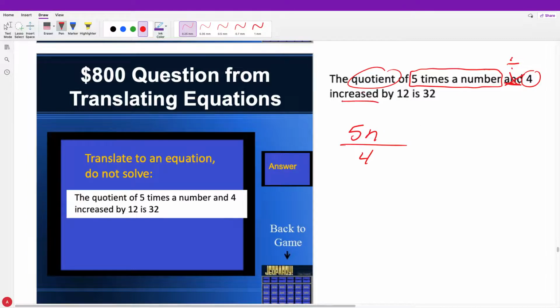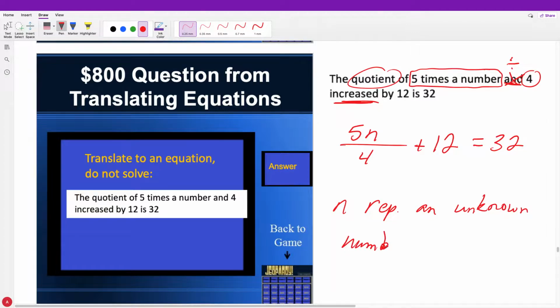When it says increased after that, that means we're adding after we do that division. If we wanted to include the addition in the denominator, it would have had to say the quotient of 5 times the number and the sum. So you see it's including the sum within that. This is just the quotient of 5 times the number and 4. Increased by 12 is plus 12. "Is" means equal, and 32. And once again, on your test, you will need to define that n represents an unknown number.